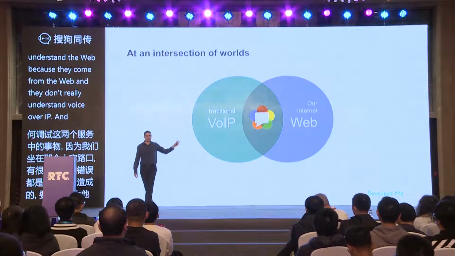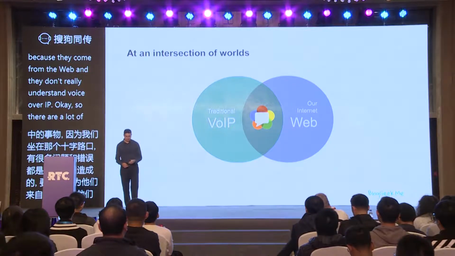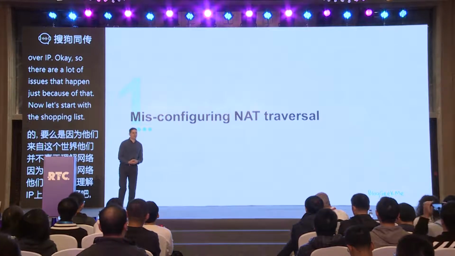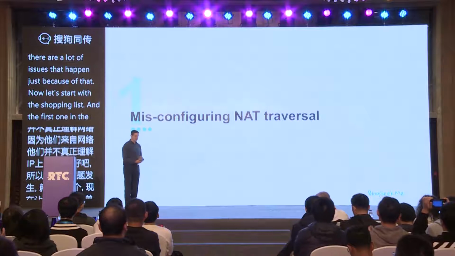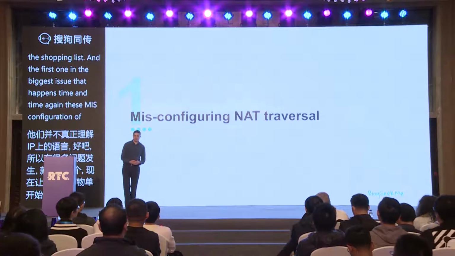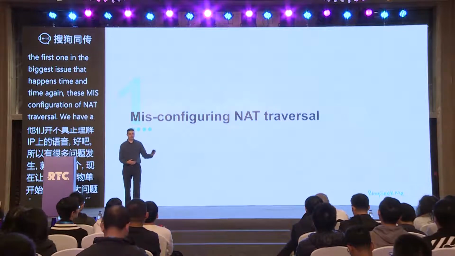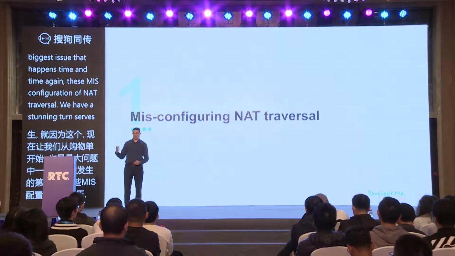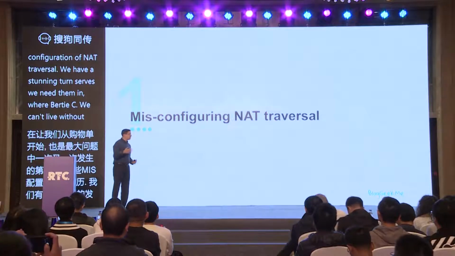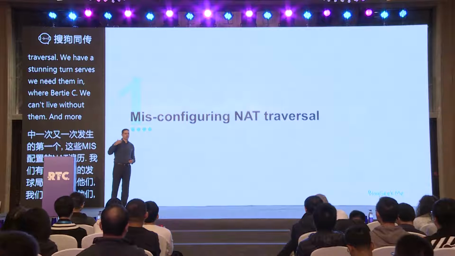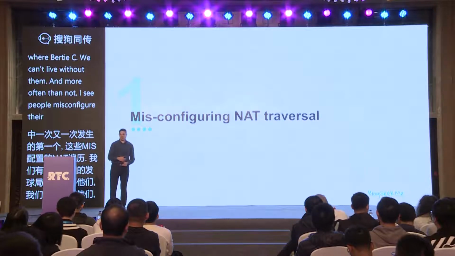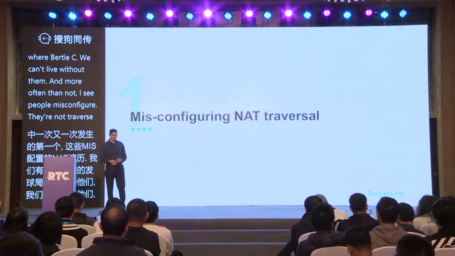Okay, so there are a lot of issues that happen just because of that. And now let's start with the shopping list. The first one, and the biggest issue that happens time and time again, is misconfiguration of NAT traversal. We have STUN and TURN servers. We need them in WebRTC. We can't live without them. Okay? And more often than not, I see people misconfigure their NAT traversal, their ICE servers within the session.